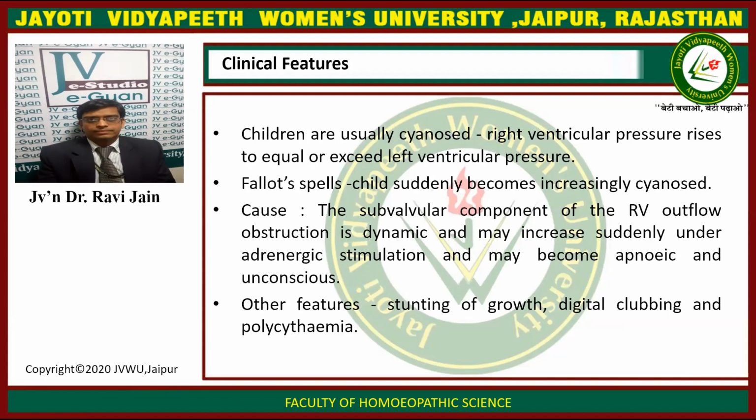Now, what are the clinical features of tetralogy of Fallot? The children are usually cyanosed. Because it is a congenital heart disease, the symptoms will start appearing in the childhood itself. So the children are usually cyanosed with right ventricular pressure that rises to equal or exceeds left ventricular pressure. There are Fallot spells with child suddenly becoming increasingly cyanosed.